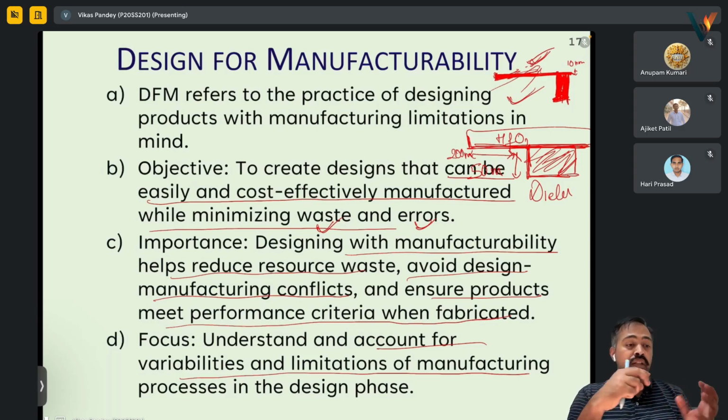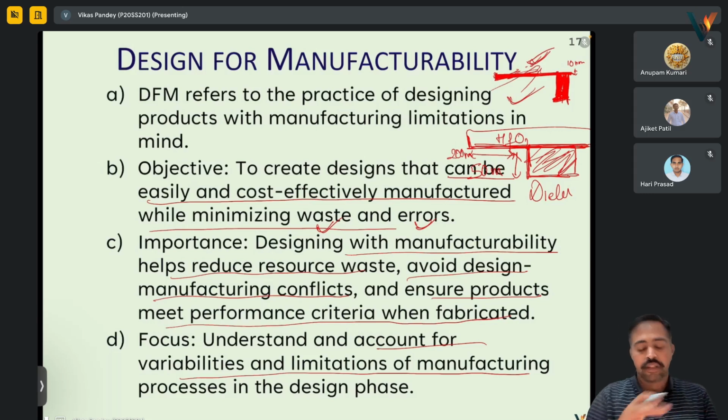What if the possible problems that can occur are well known to the first designer, the first person who conceptualized it? Then that will lead to accounting for these variabilities and limitations in the design phase itself, and that will lead to better yield or throughput in minimal, less time.